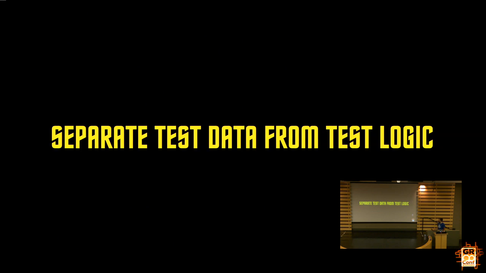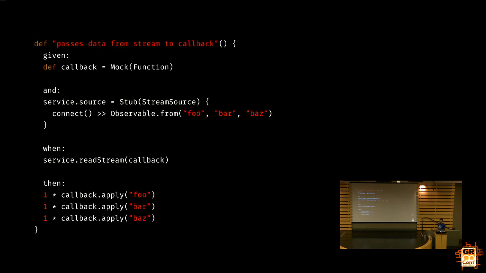Separating test data from test logic is an interesting and important topic. So what have we got here? We've got a test where we're setting up a mock function of some kind. So that's probably a Java 8 function, I guess. This is RX, very appropriate, being as we're at Netflix today. So we're saying, right, we're going to stub out our stream source, and whenever anything connects to it, we're going to return an observable containing 3 values here, and we're going to assert that our callback is called with each of those 3 values in sequence.